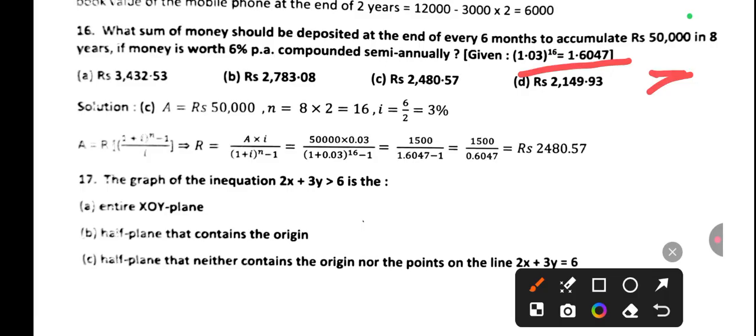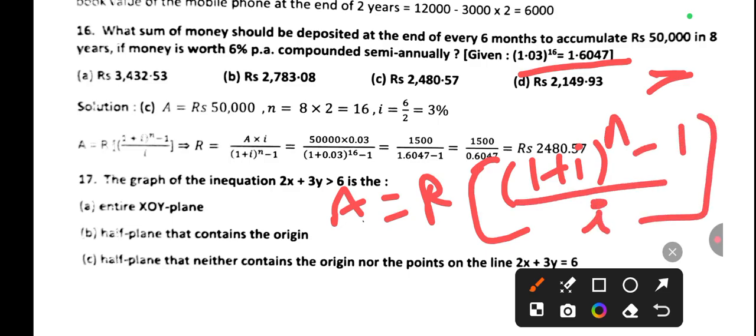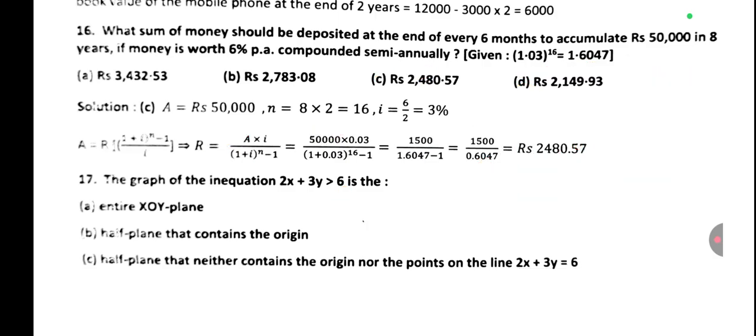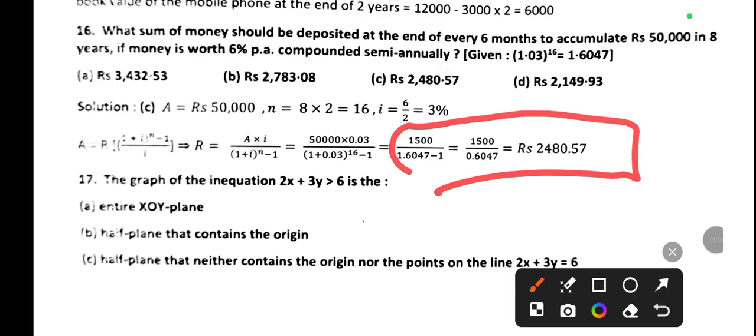So we know the formula A equal to R into (1 plus i) to the power n minus 1, divided by i. So apply the values. A amount is 50,000, n is 8 twos are 16, and i, since it's semi-annually, half yearly, we divide by 2, 6 divided by 2, 3%. 3% is 3 by 100, that is nothing but 0.03. So you substitute.